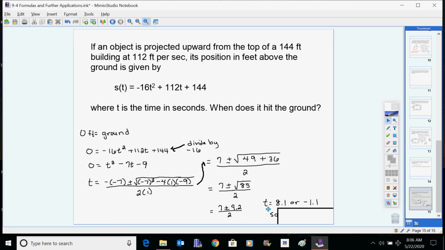So think about this. These are time numbers. Does it make more sense to have a positive 8.1 time or a negative 1.1 time? Since you can't go backwards in time, your positive number is the one that actually makes sense. With these word problems, you always want to make sure that your answer makes sense.